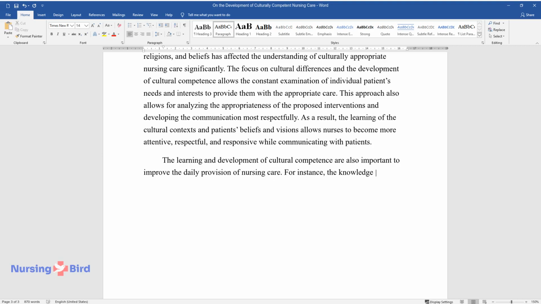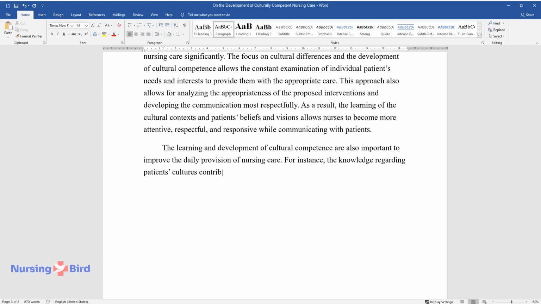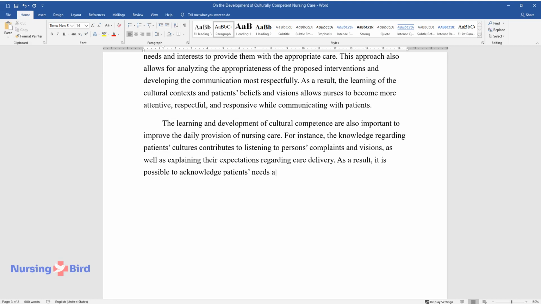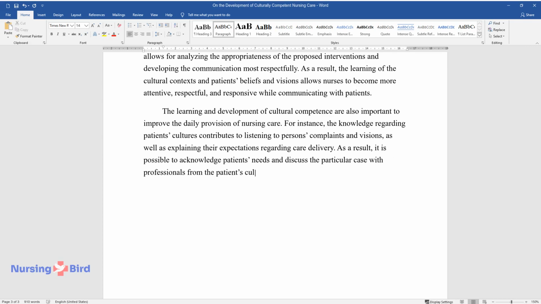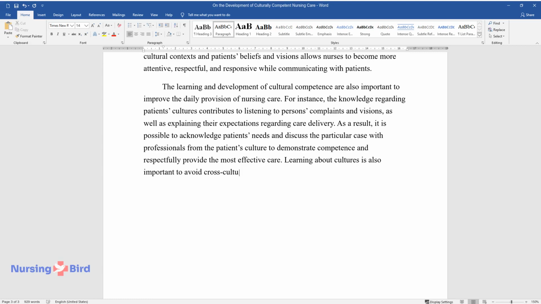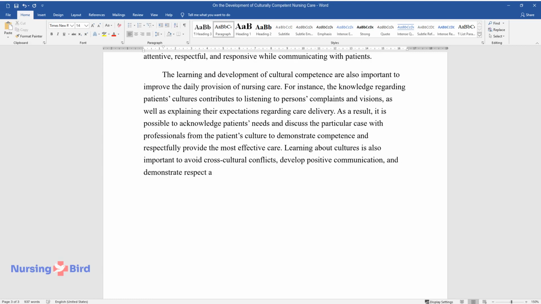For instance, the knowledge regarding patients' cultures contributes to listening to persons' complaints and visions, as well as explaining their expectations regarding care delivery. As a result, it is possible to acknowledge patients' needs and discuss the particular case with professionals from the patient's culture to demonstrate competence and respectfully provide the most effective care. Learning about cultures is also important to avoid cross-cultural conflicts, develop positive communication, and demonstrate respect and loyalty.